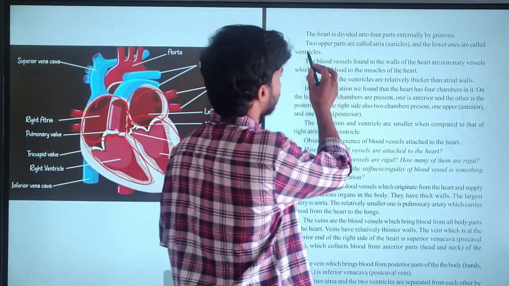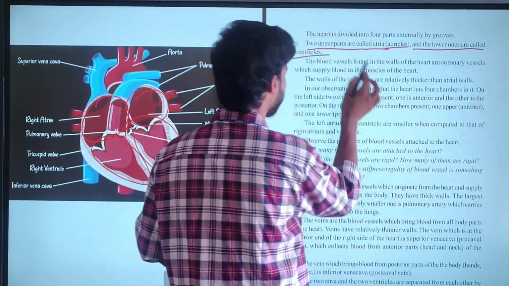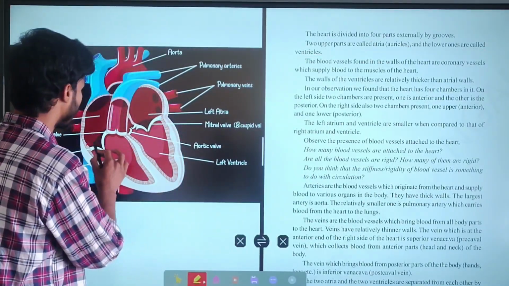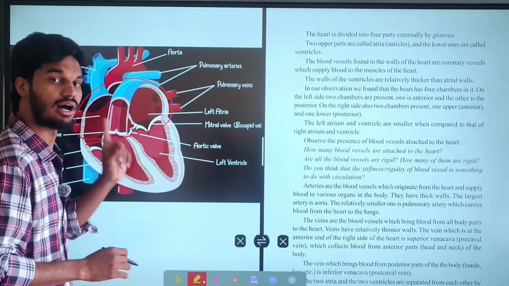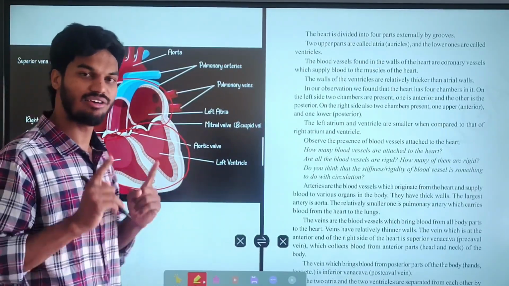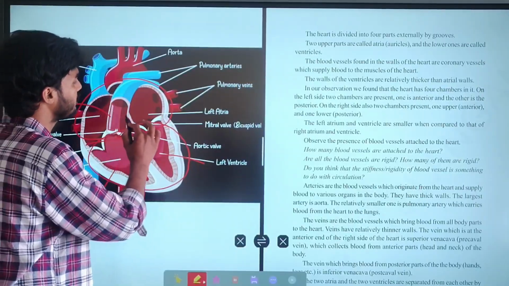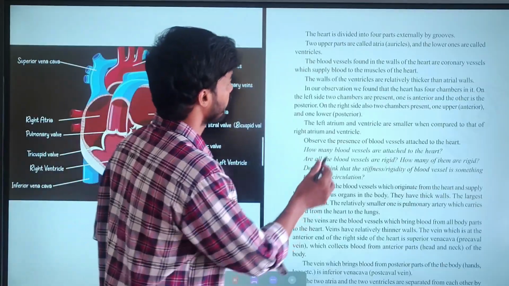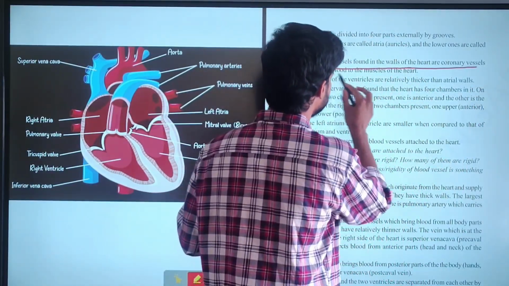Here the 2 upper parts are called atria or auricles, and the lower ones are called ventricles. Among the 4 chambers, the upper two are known as auricles, and the lower 2 chambers we call the ventricles. Then the blood vessels found in the walls of the heart are the coronary vessels, which supply blood to the muscles of the heart.